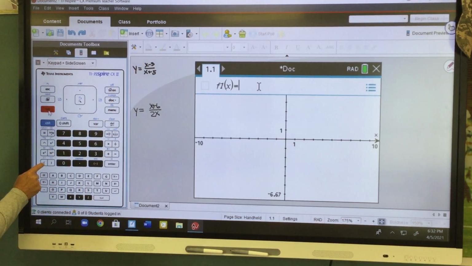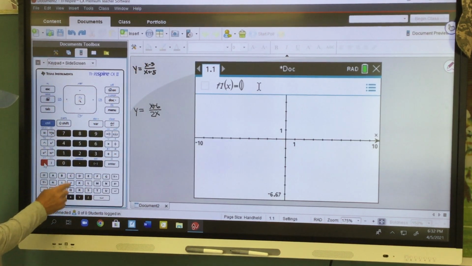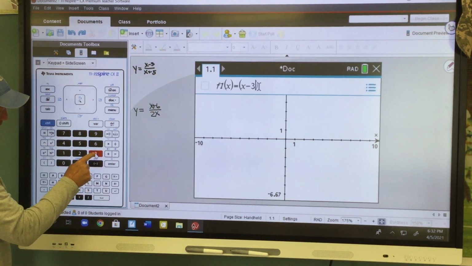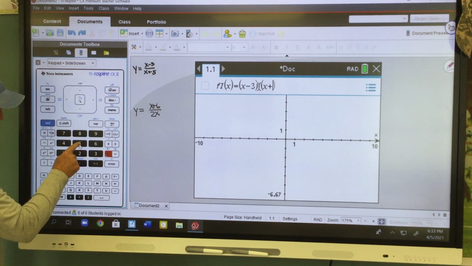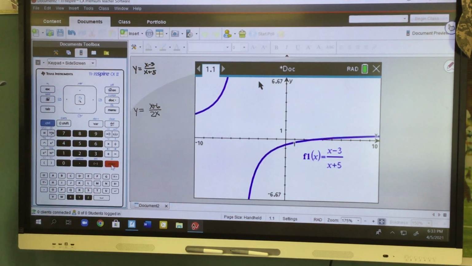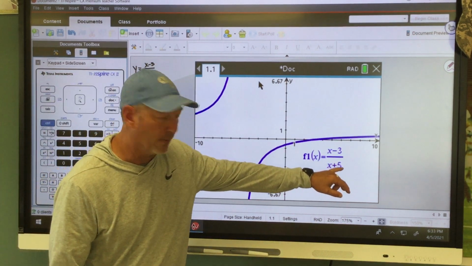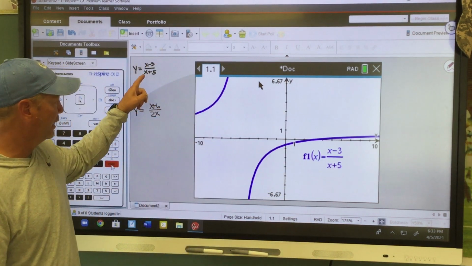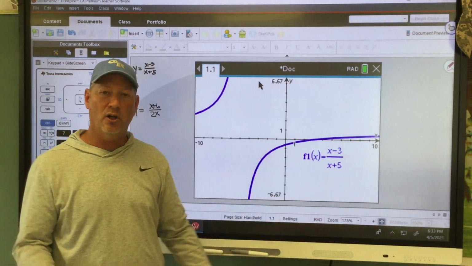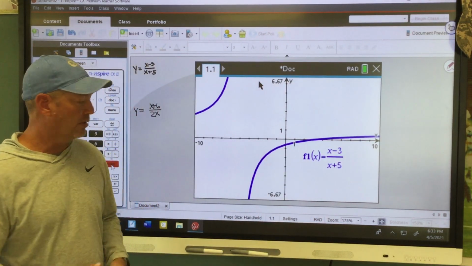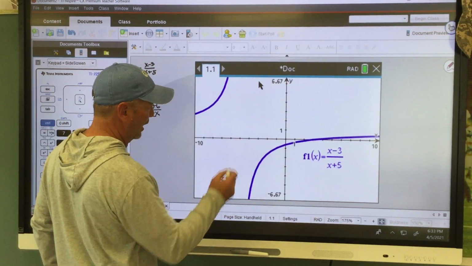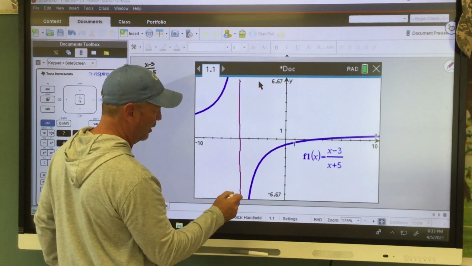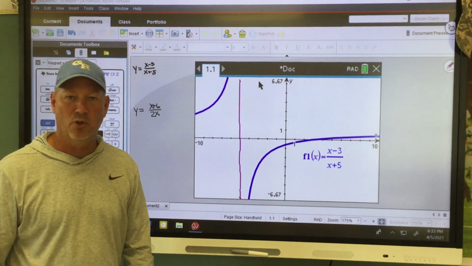So we're going to say parentheses, x minus 3, put it in parentheses, divided by, parentheses, x plus 5. Now, look what we have on our paper. That's exactly what we wanted it to say. Okay? We also know that there was a vertical asymptote at negative 5. 1, 2, 3, 4, 5. You can visualize that there would be maybe a vertical asymptote right there.